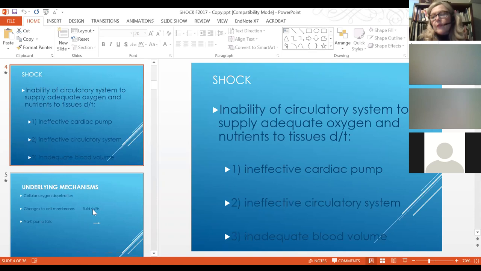So I'd like to start, first of all, with shock. This is a very important concept. And as we've talked about in the past, shock occurs at the microcellular level far in advance of patients having signs and symptoms of shock. And so this is really important.